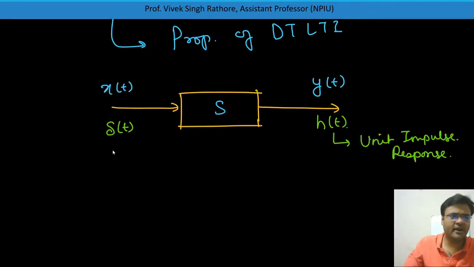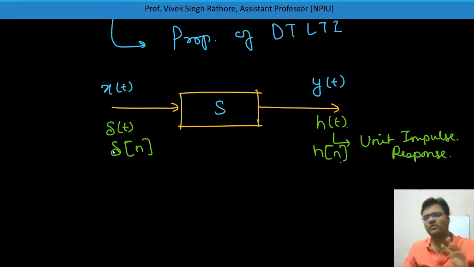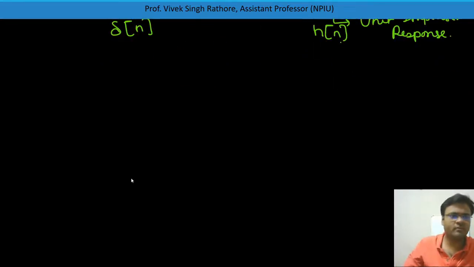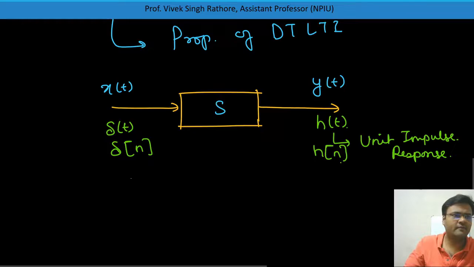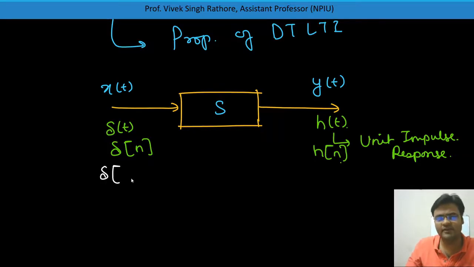Okay, so see, this is in time domain. If you do it in discrete, it is in continuous time domain. If you do it in discrete time domain, you'll get something like this, h of n. So these both are called the unit impulse response.